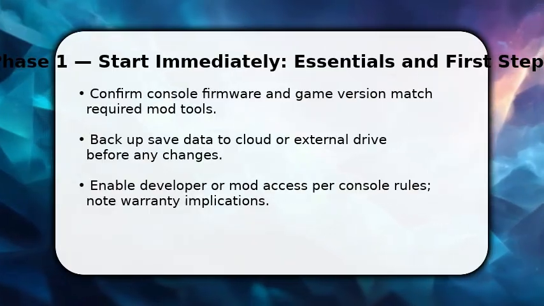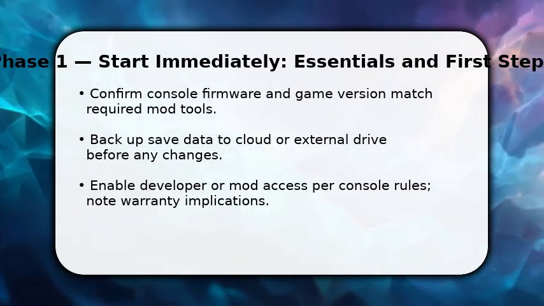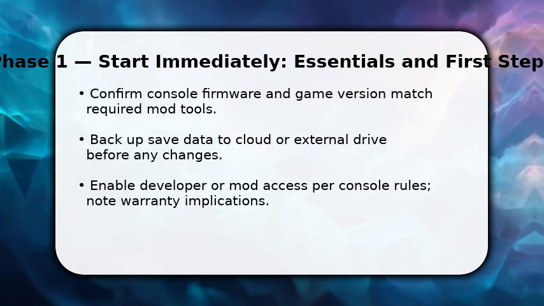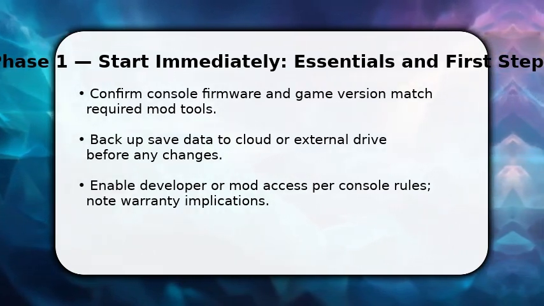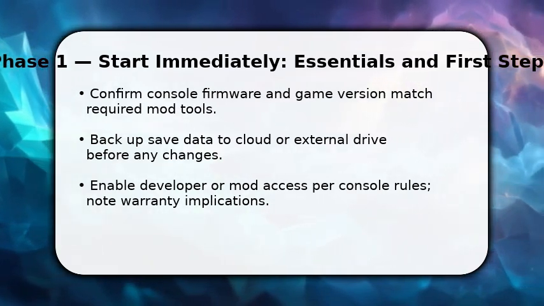You start by confirming prerequisites. Check your console firmware and Baldur's Gate 3 version so mods won't conflict. Once done, back up saves to cloud or an external drive. This protects progress if something breaks.